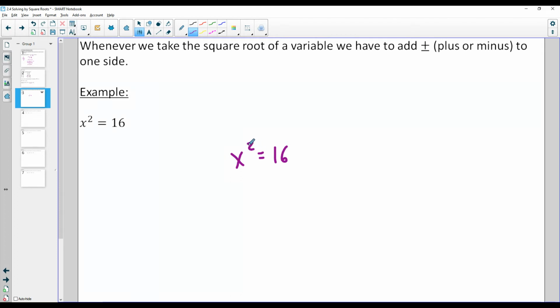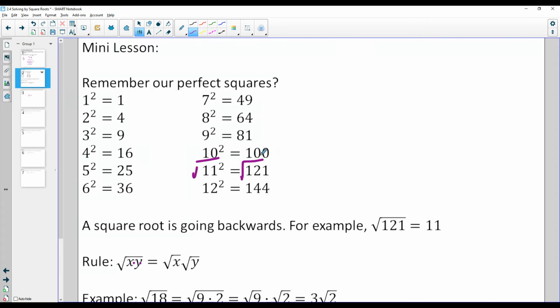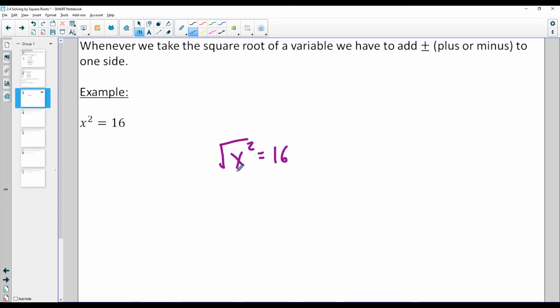So one way to get rid of squares is to take the square root. Just like here, if I take the square root, that gets rid of that squared, because the square root of 121 is 11. So taking a square root gets rid of the squared, and I'm going to do it here too, but now I'm going to do just what I said. I need to add plus or minus. That's what that little symbol is, plus or minus. And so then I'll get x equals plus or minus 4, which really means I have two answers.